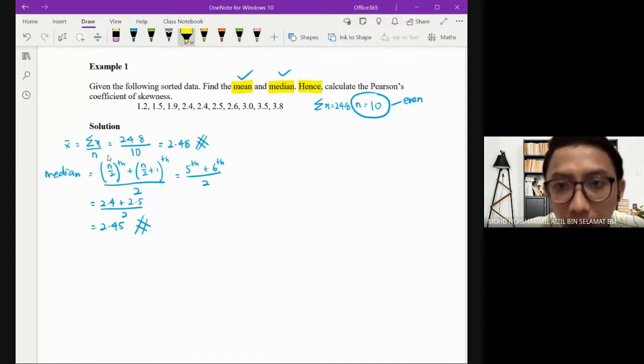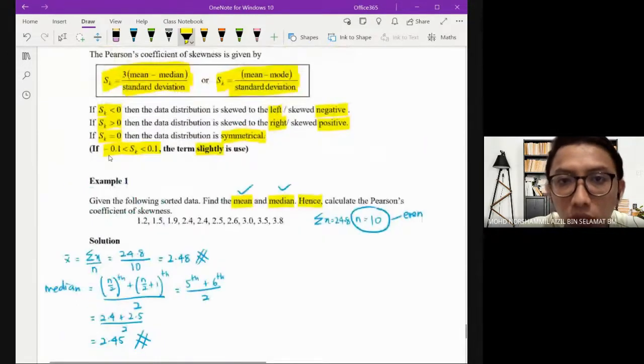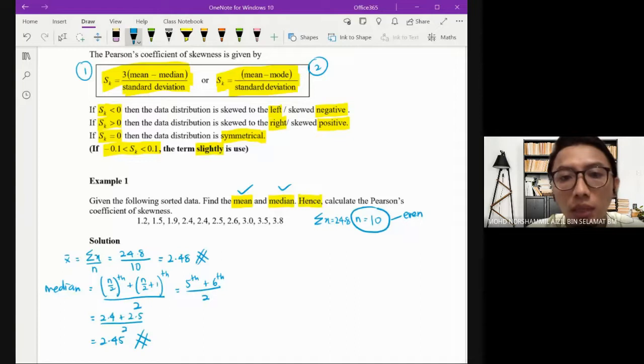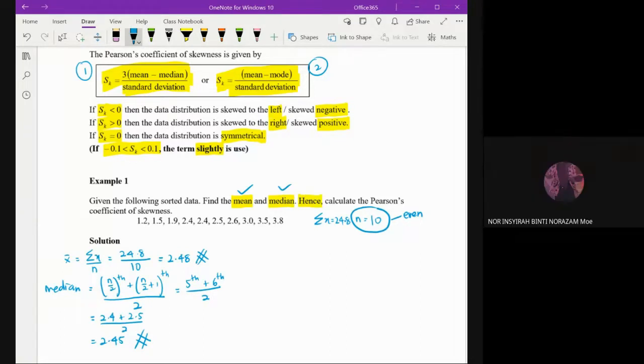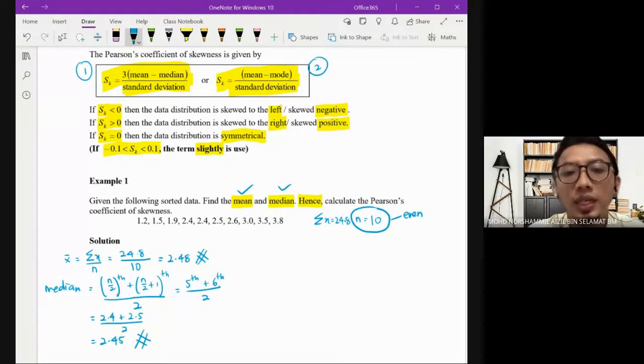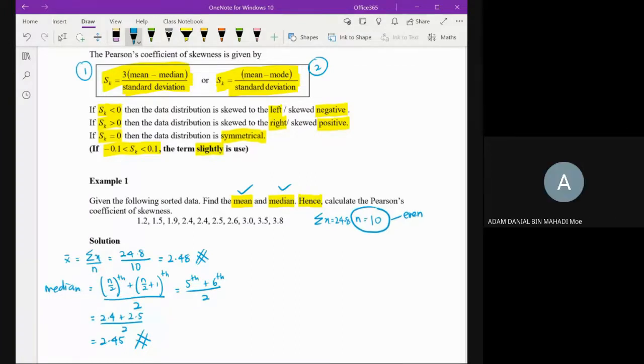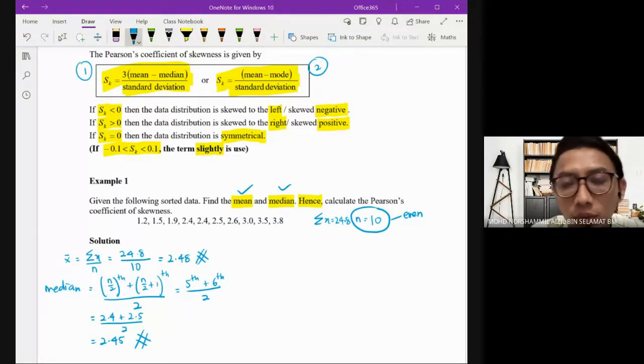Be careful, take a look at the formula again. For Pearson's coefficient, which formula do you want to use? Formula number 1 or formula number 2? Number 1, sir. The question has the word hence, guys. Who used number 2? Sorry to say, that is completely wrong. Why? Because it doesn't ask for the mode.